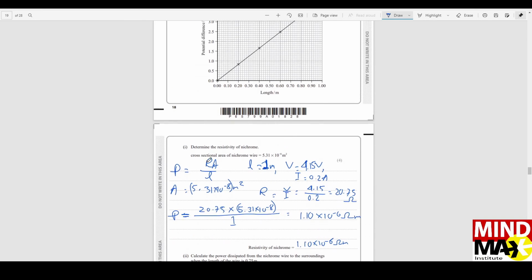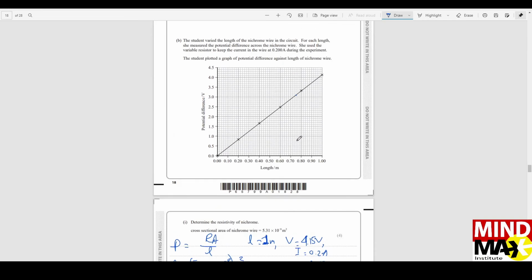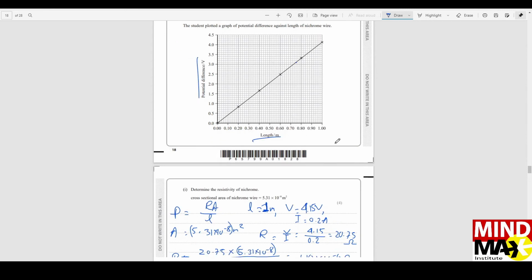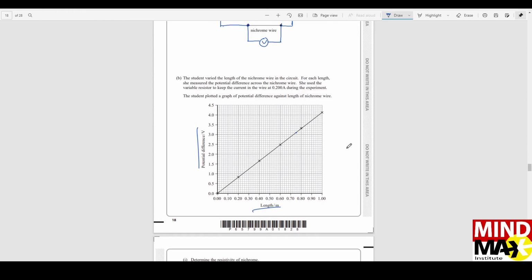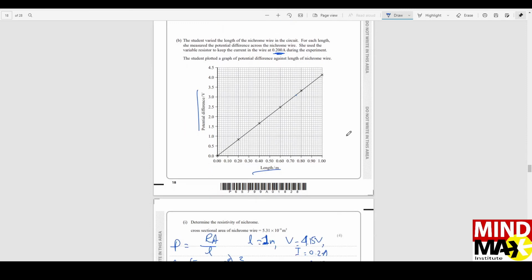We have to find the resistivity, which is RA by L. So the resistance we have to find, of course. Now, which one should we take? There is no specific value. So we have to take any pair of values of V and length from this graph. If I wish to find resistance, what do I have to do? I have to divide V by I. And they have told us specifically in the question that the I is constant at 0.2. So we simply have to take a value for V from the graph.